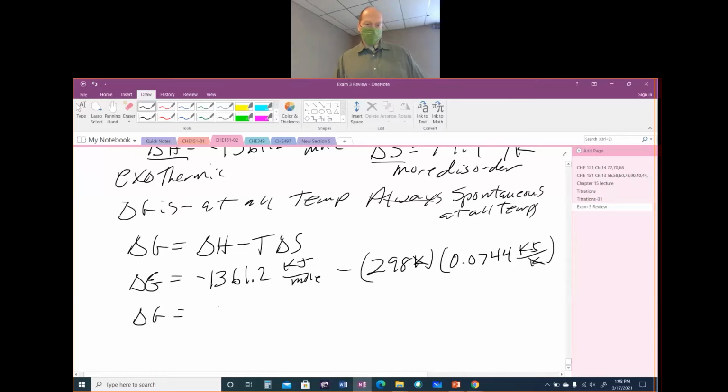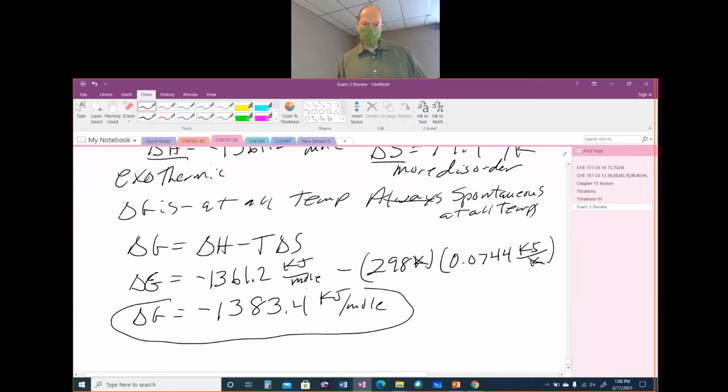And that gives us a negative 1383.4 kilojoules per mole. All right, so of course that is spontaneous. Since we already said it's spontaneous, it doesn't matter what the temperature is.